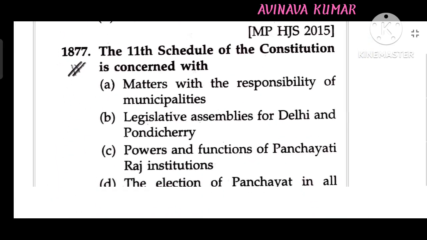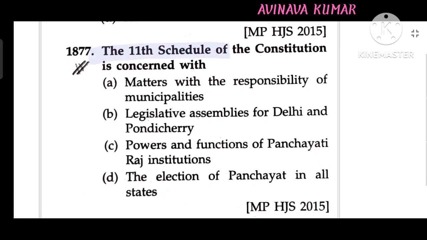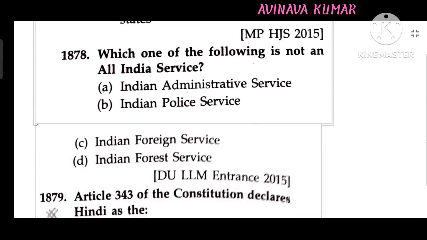Answer: The provision of the finance bill is provided under which article of the Constitution of India? Article 117. The 11th Schedule of the Constitution of India is concerned with... Answer: Powers and functions of Panchayati Raj institutions.